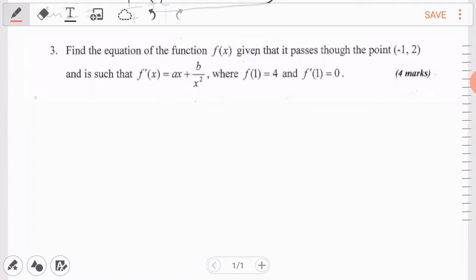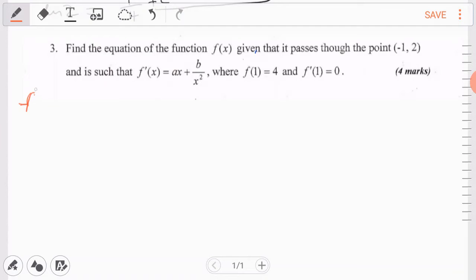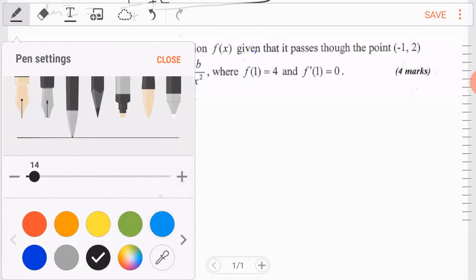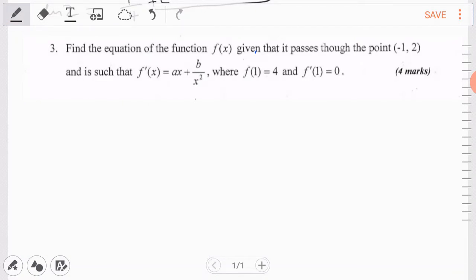So in this question we're given that f prime of x, I'll write this in blue to make it a bit easier. We're given that f prime of x is equal to ax plus b over x squared, where f of 1 is equal to 4 and f prime of 1 is equal to 0. And what we're asked to do is find the equation of f of x.